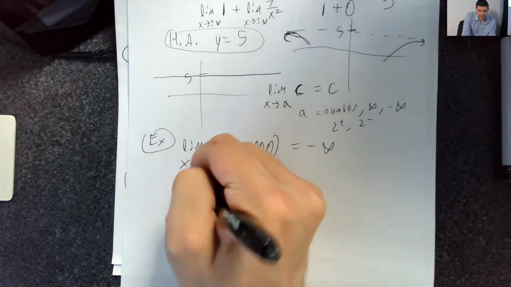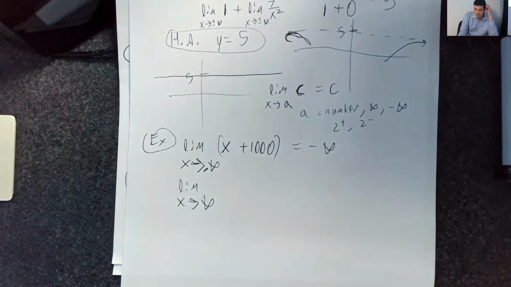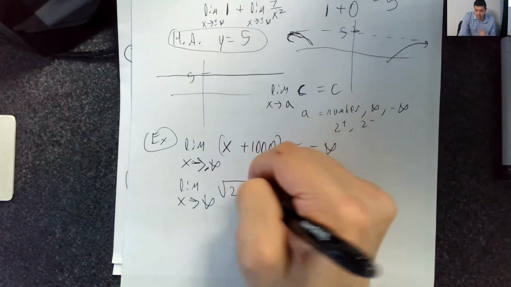Another example, let's say the limit as x goes to infinity of radical 2x minus 7.